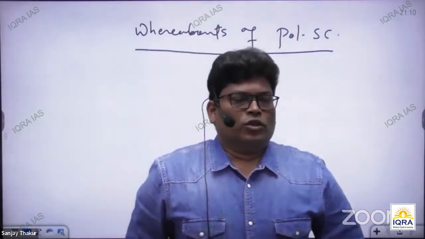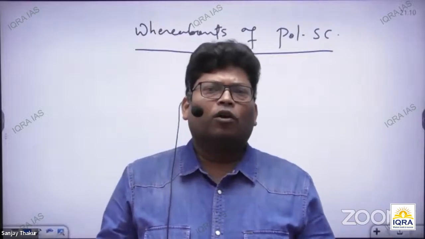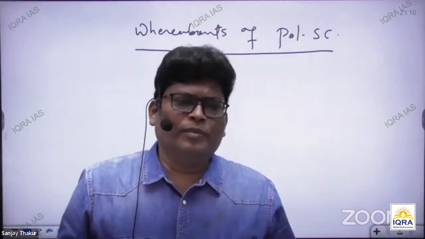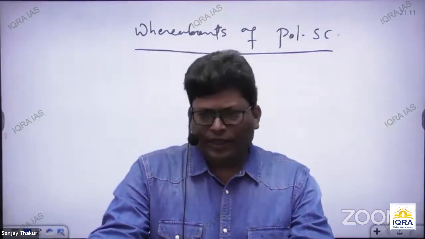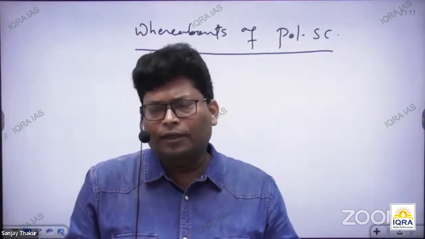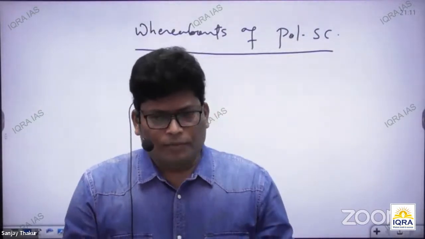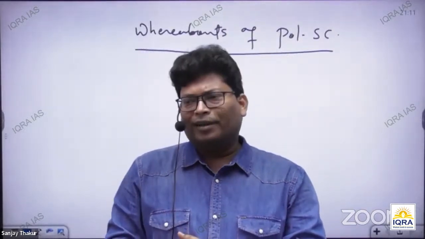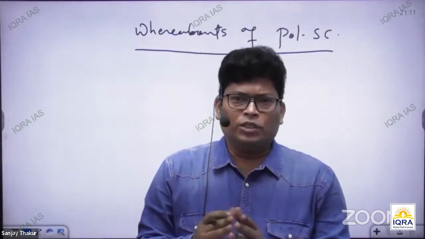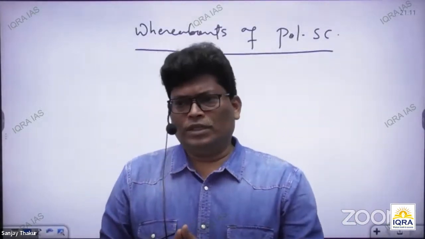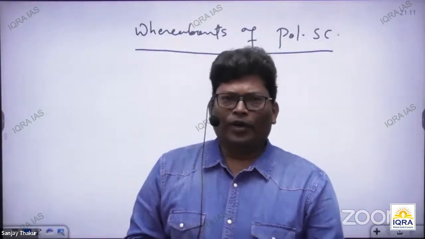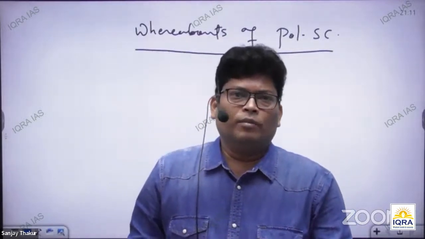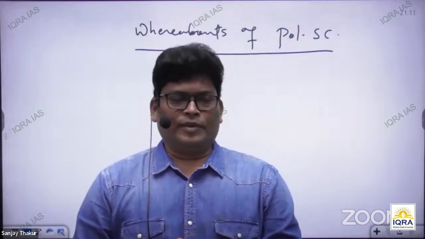Like other optional subjects, it is also comprised of two different papers. The subject matter of both the papers is highly interconnected. Political science paper one is comprised of two segments. Segment A is all about political thoughts and theories, and up to a certain extent, we are also required to know about different kinds of political ideologies. And part B is all about Indian governance and politics, that is ICP.